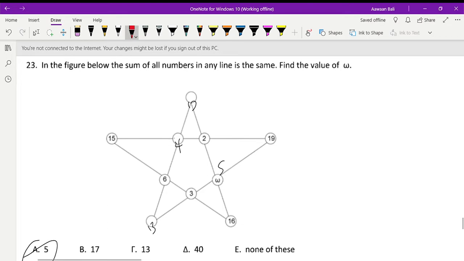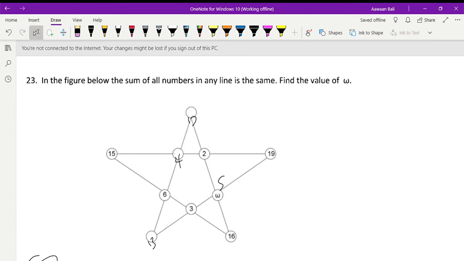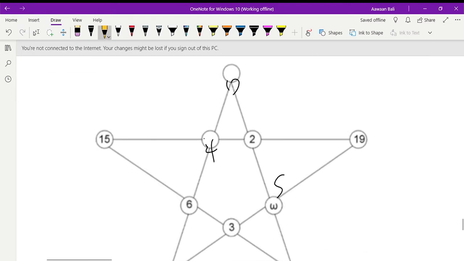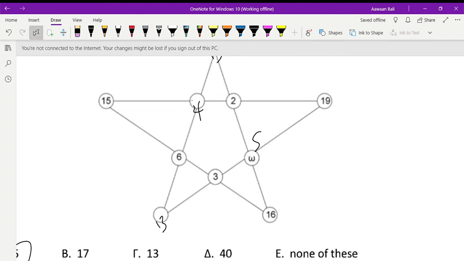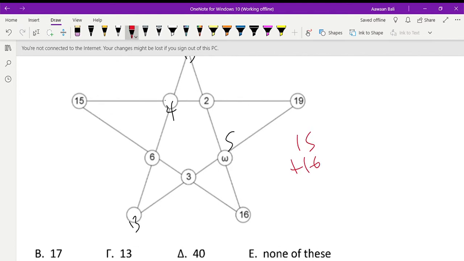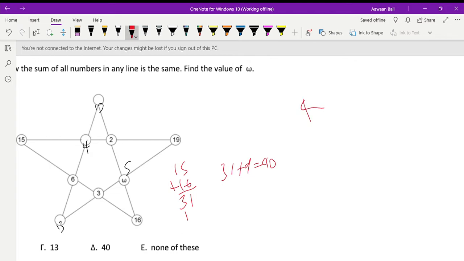Now, question number 23. In the figure below, the sum of all the numbers in any line is the same. Find the value of omega. Omega is this here, by the way. So, the sum of numbers in any line is the same. Look at this. It's a full line. So, we can find this magic number it's talking about. 6 plus 3 is 9. 15 plus 16, meanwhile, is what? 31. So 31 plus 9 is 40. The magic number is 40. The sum of all the lines is 40.